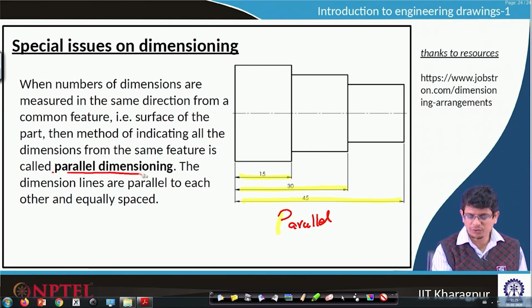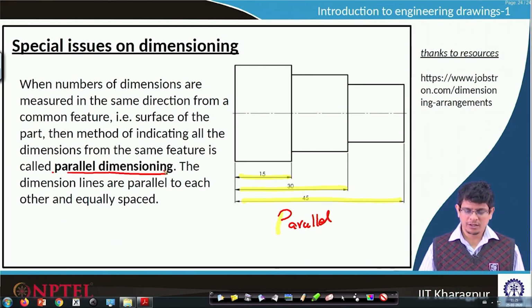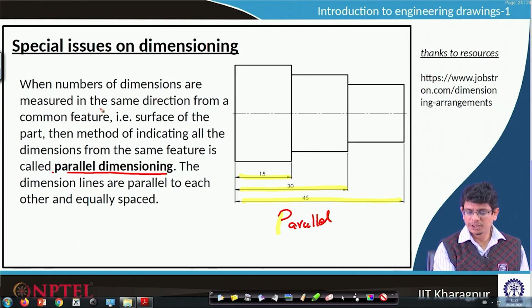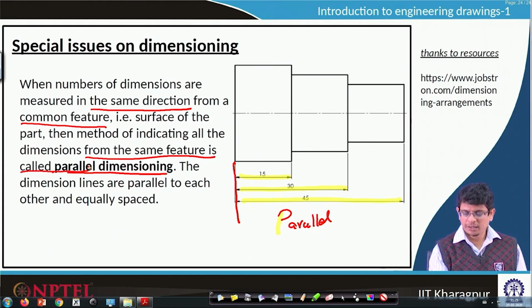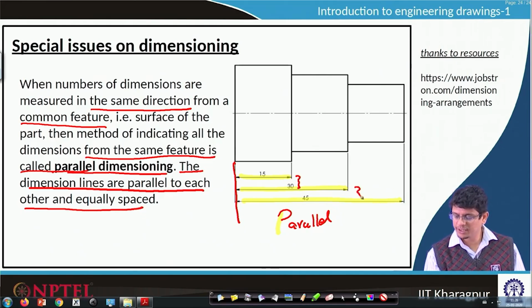Such dimensions we call parallel dimensioning. When a number of dimensions are measured in the same direction from a common feature, here the common feature is this surface of the part, the method of indicating all the dimensions from the same feature is called parallel dimensioning. Note that the dimension lines are parallel to each other and equally spaced. This gap will be one and the same. Such dimensioning is called parallel dimensioning.